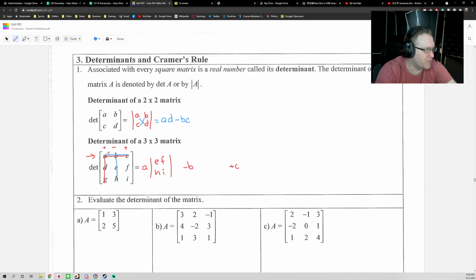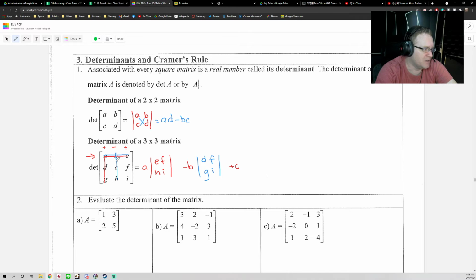Now, what's left over if we just look at the blue marks? Well, we have D, F, G, I. So that's the matrix that we're going to take. That's a 2 by 2 matrix, D, F, and then G, I. All right? And so we're going to find the determinant of that matrix. All right? And then finally, let me change colors one more time. Let's go with green.